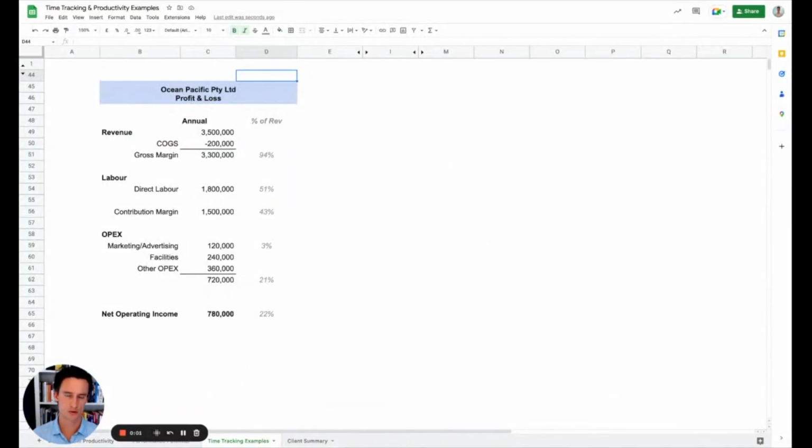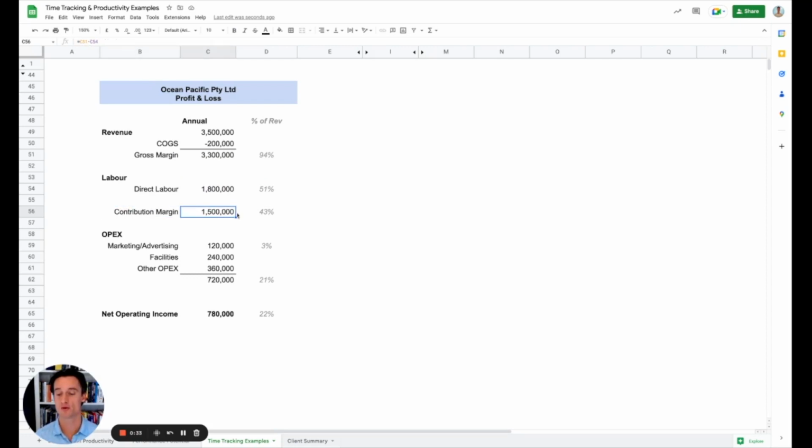I'd like to introduce you to Ocean Pacific Pty Ltd. This is their annual profit and loss. You can see that in 3.5 million revenue, less 200 grand of COGS, gives them a gross margin of 3.3 mil. They've got $1.8 million in direct labor, so their staff wage bill, which makes up 51% of the revenue. That gives them $1.5 million to cover the rest of their operating expenses, which is called their contribution margin.